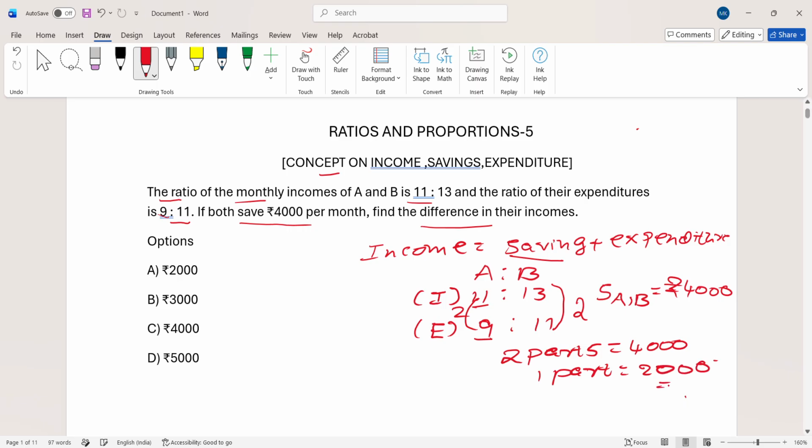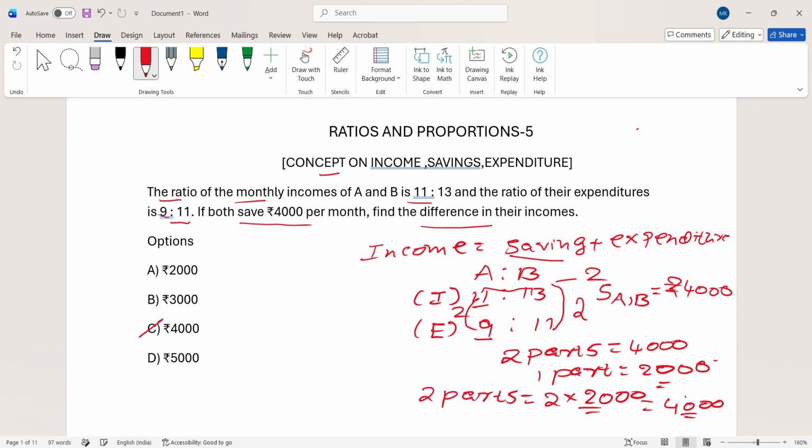Very simple. In the question they're asking to find the difference in their incomes. One part is equal to 2,000. What is the difference in their income? 11 to 13, how many parts? Two parts. If one part is equal to 2,000, then two parts is equal to 2 into 2,000, that is 4,000 rupees. So 4,000 is the correct answer for the difference in their income.